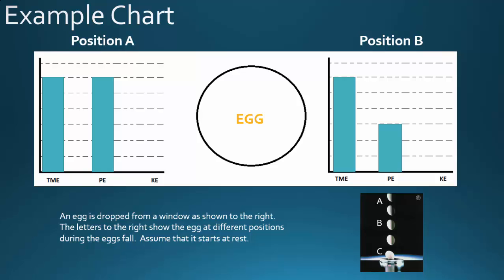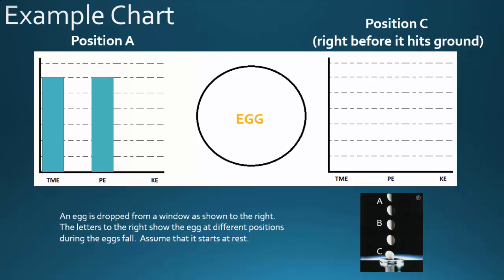Well, keep in mind the egg is now moving. So that means that the egg is gaining kinetic energy. So whatever potential energy that the egg lost, it was transformed into kinetic energy. So this is what our bar chart should look like from position A to position B. The total mechanical energy stayed the same. The egg lost 3 units of potential energy and gained 3 units of kinetic energy.